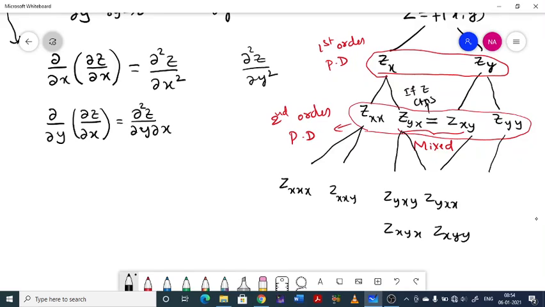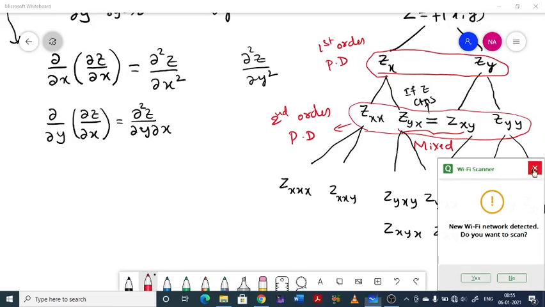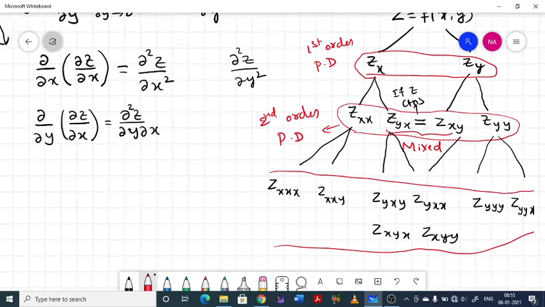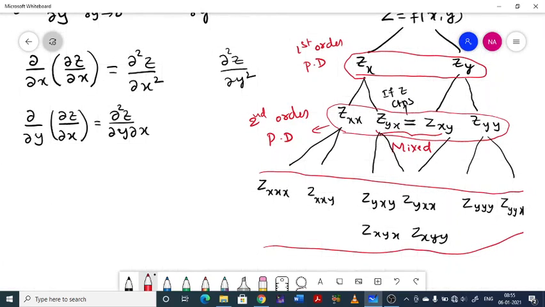And from this, z triple y, z double y x. These are called third order partial derivatives.